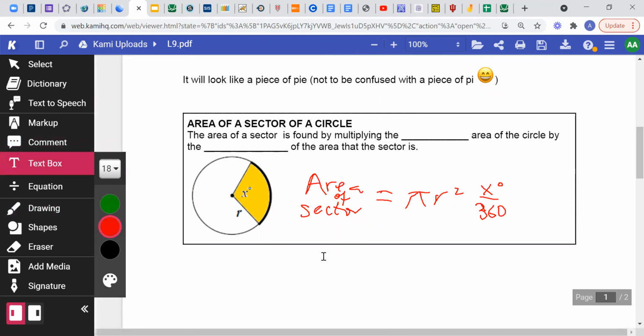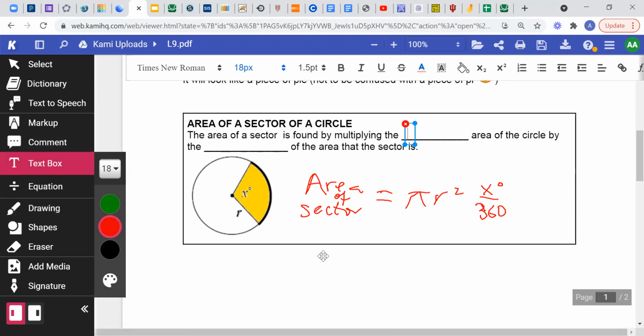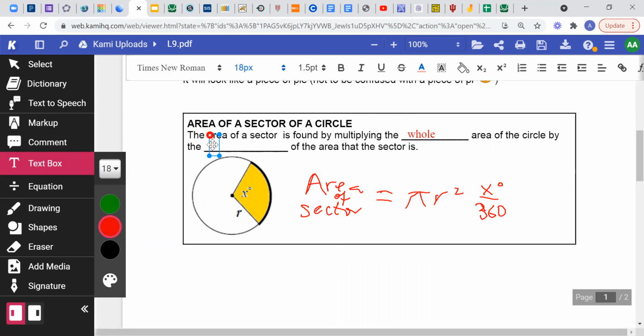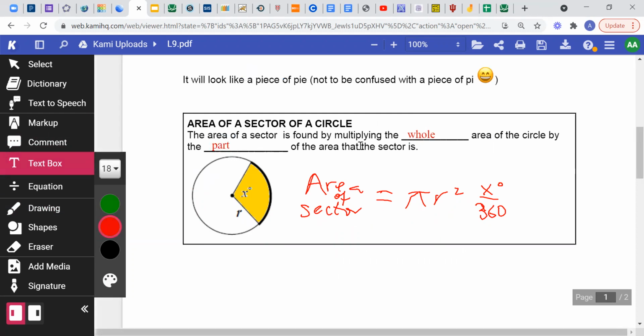Okay. The area of a sector is found by multiplying the whole area of the circle by the part of the area that we're trying to find. So this particular statement stands for x naught over 360. The 360 is the entire circle, and the x is just the yellow part. So the yellow part is a portion of the entire circle. That's why we have x naught over 360. And the area of the circle itself is pi r squared.